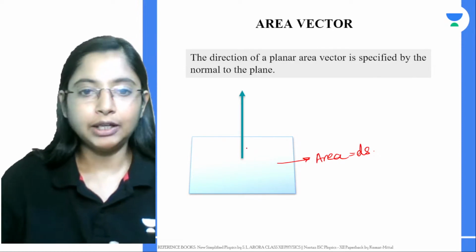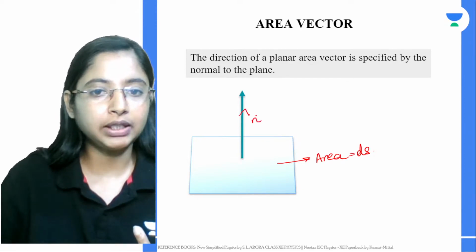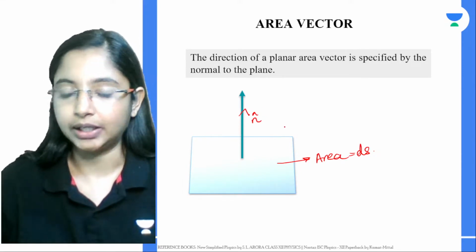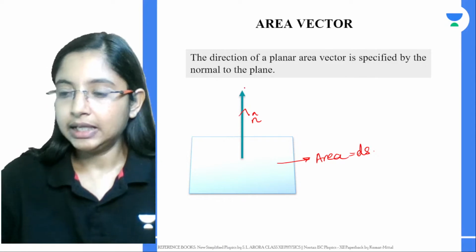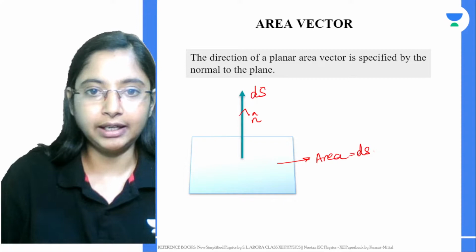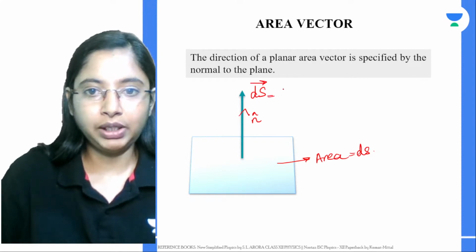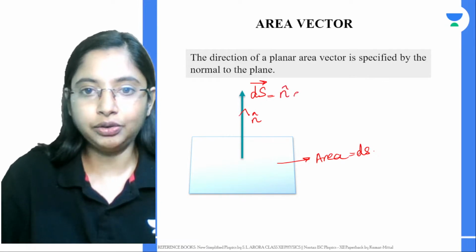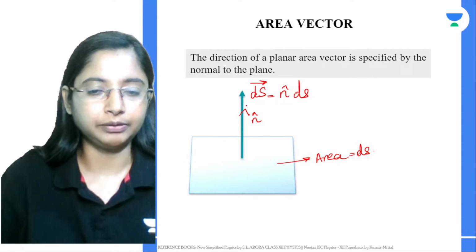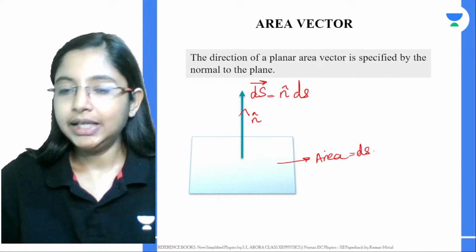Area vector. Now this direction of the area vector, you can say that this is a normal vector, or a unit vector. Unit vector always has a magnitude 1. So this particular area vector can be given as the normal n cap into the area ds. This will be your unit vector times the area ds. That will give you your area vector, right?